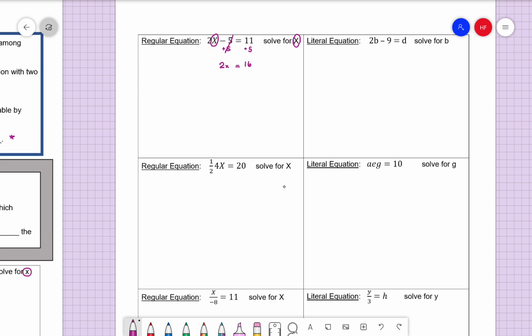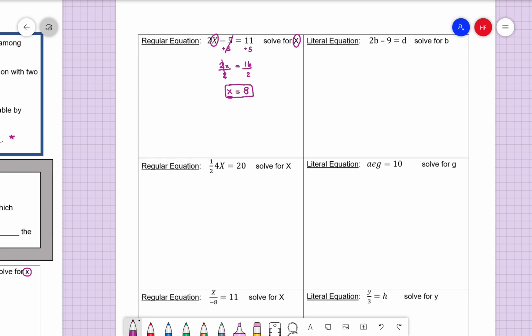2 and x, the operation between them is multiplication, so I have to undo that. I'm going to do the opposite. 2 divided by 2 is 1, so I have 1x. 16 divided by 2 is 8. X is completely alone, so that is my final answer. X equals 8.